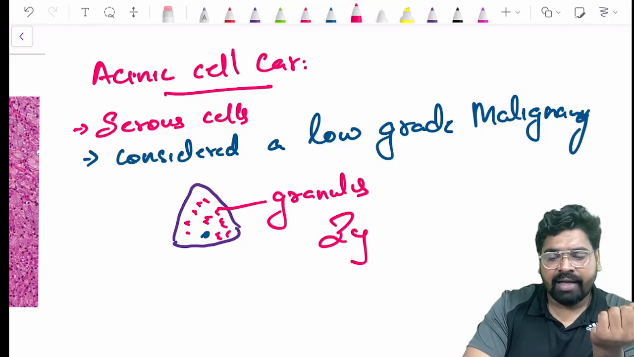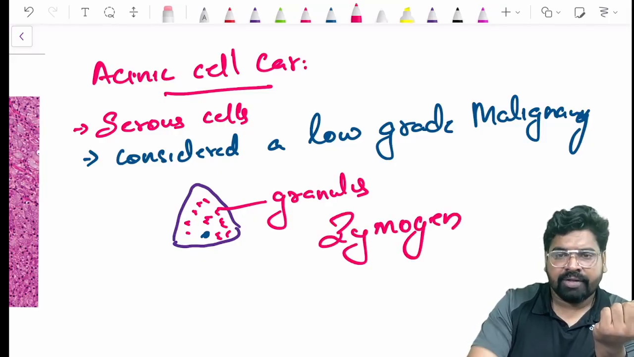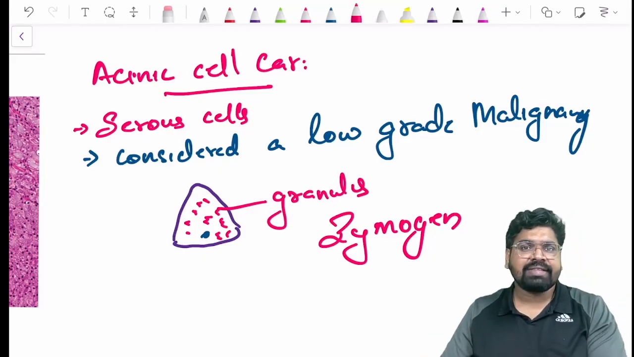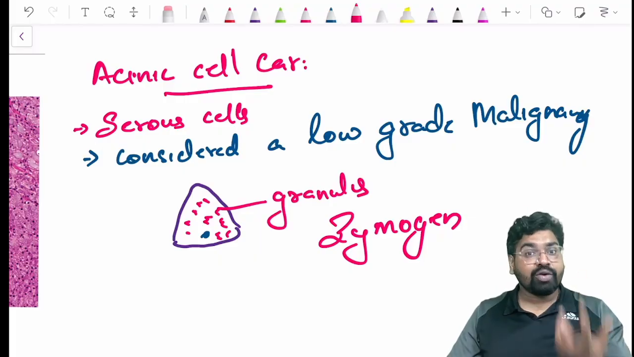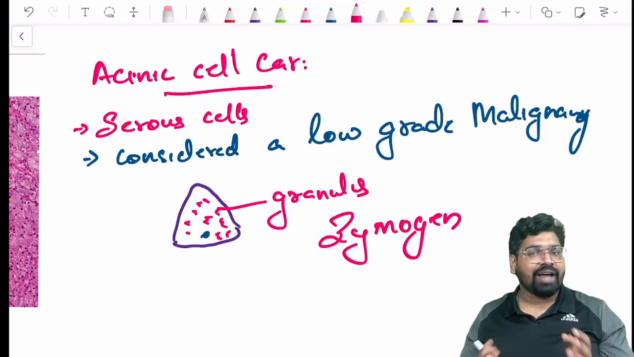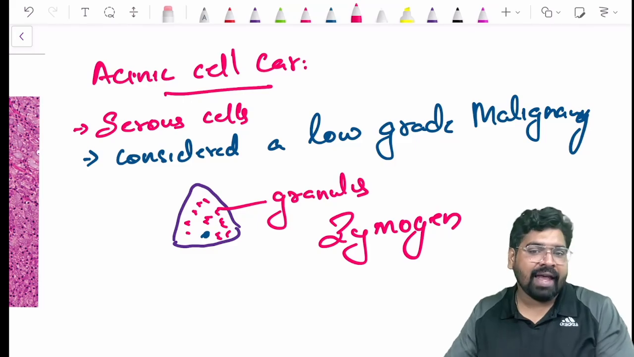They are zymogen granules. The granules you see in granular cell ameloblastoma are lysosomes, the granules you see in an oncocytoma are mitochondria, and the granules you see in acinic cell carcinoma are zymogen granules. You can list it out somewhere and write it down.